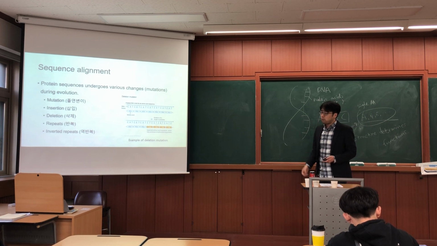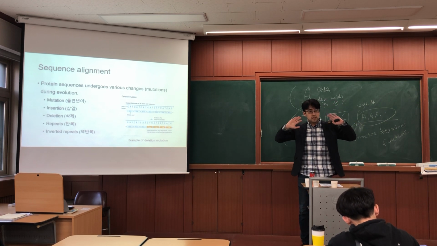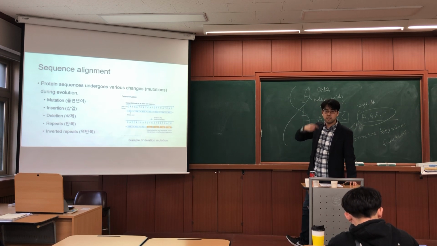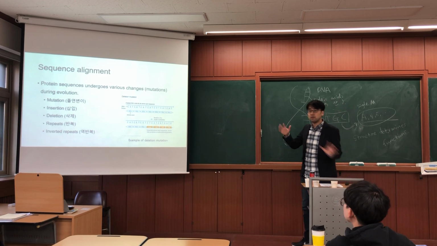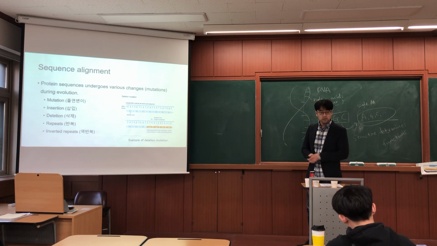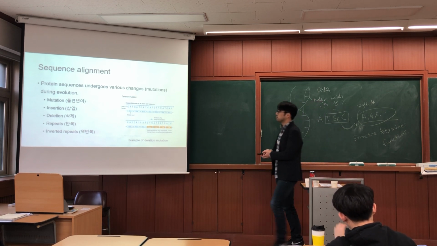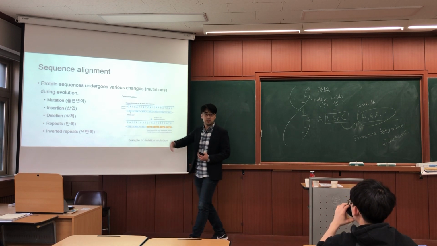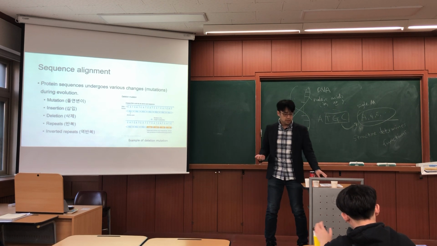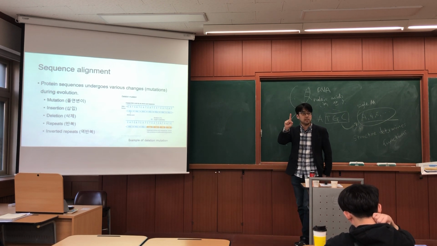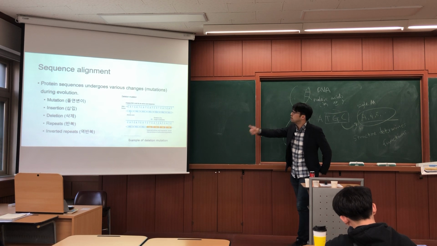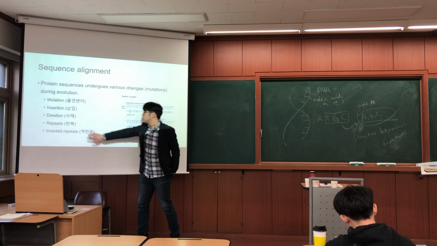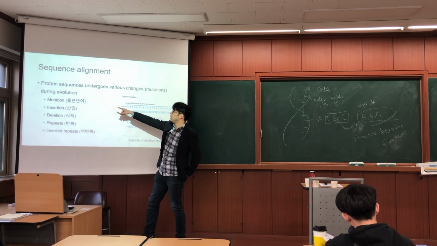And why are sequences similar but somewhat different? Because during evolution, proteins undergo mutation. So during evolution, proteins suffer from mutations. Mutation means one amino acid can be changed to another, or there's an insertion or deletion or repeats. Let's forget about these and simply think about the mutation.